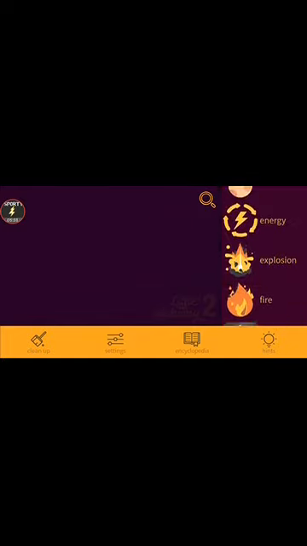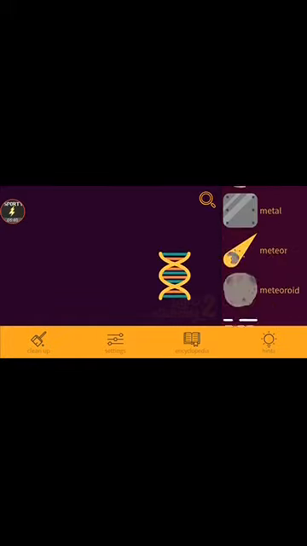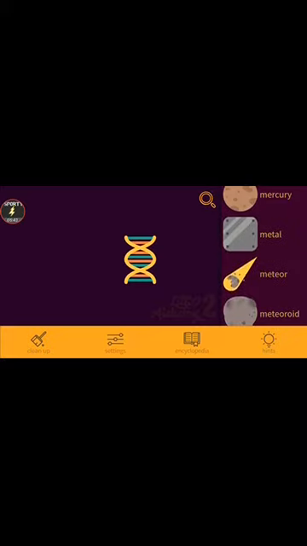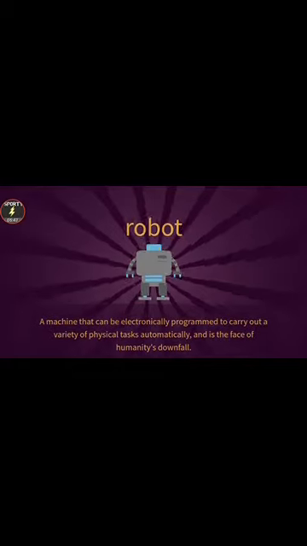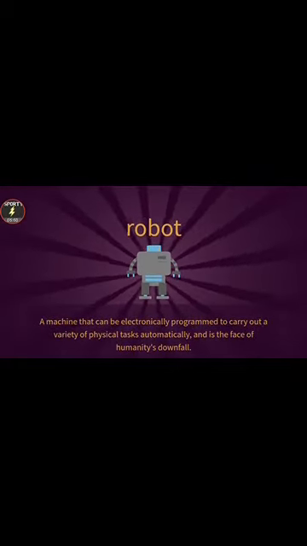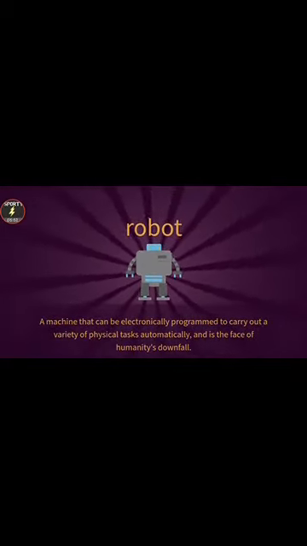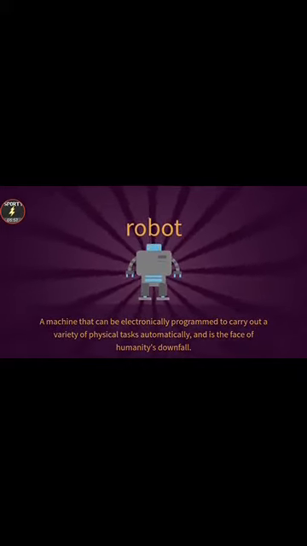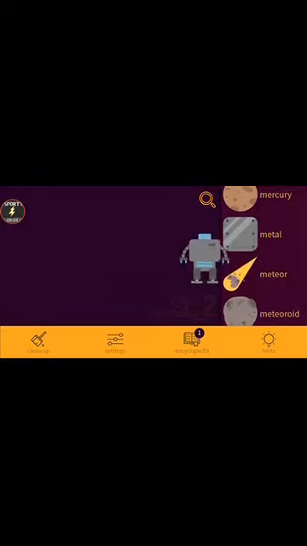Let me go get the, yep, energy. Oh no, it's life. What am I doing just now? Metal. Oh, robot. A machine that can be electronically programmed to carry out a variety of physical tasks automatically and is the face of humanity's downfall. Oh yeah, I enjoy it. Remind me later. I enjoy Little Alchemy too, guys. It's a very fun game.